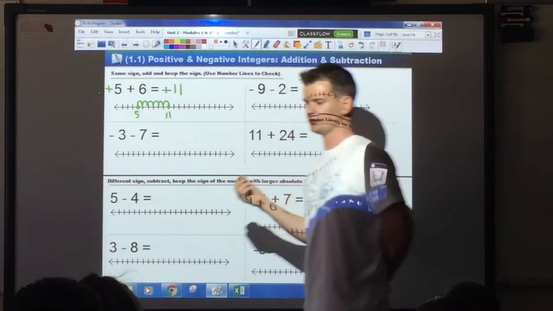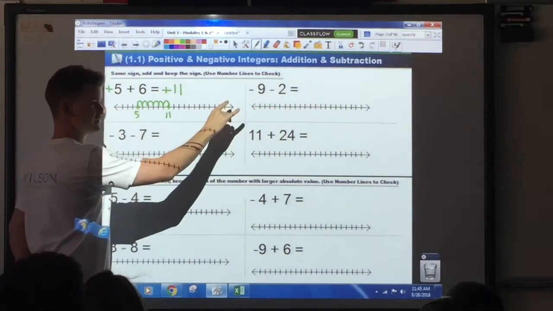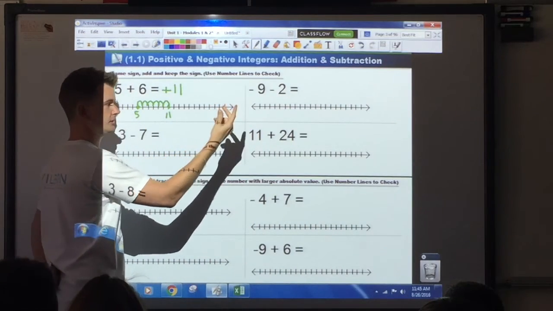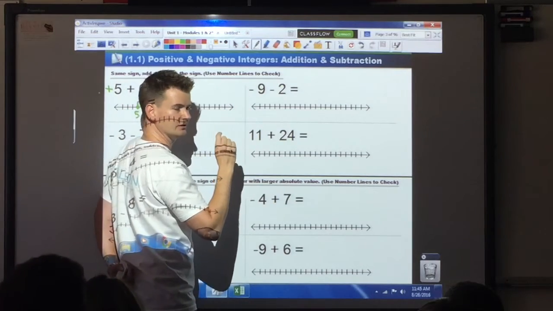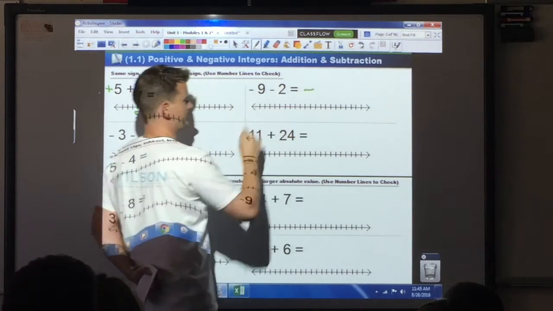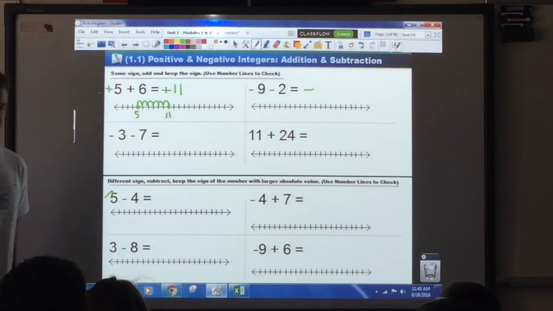Negative. So when we're adding or subtracting, in this case subtracting, same sign, you simply add the two numbers together, you keep the sign. So what sign do they both have? Negative. So my answer is going to be negative here. And if I add 9 and 2 together, what do I get? Negative 11.